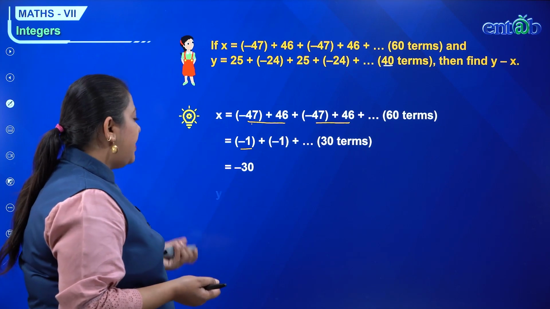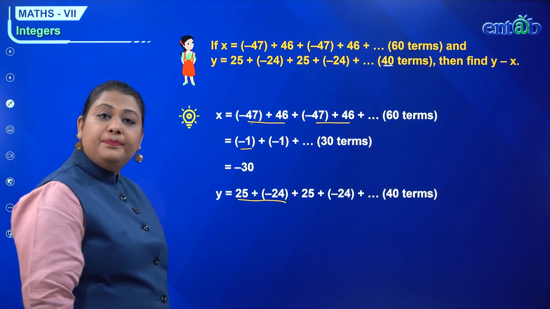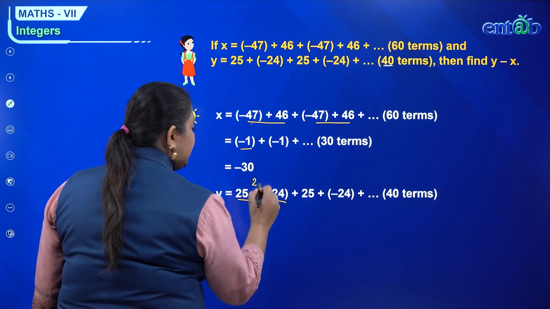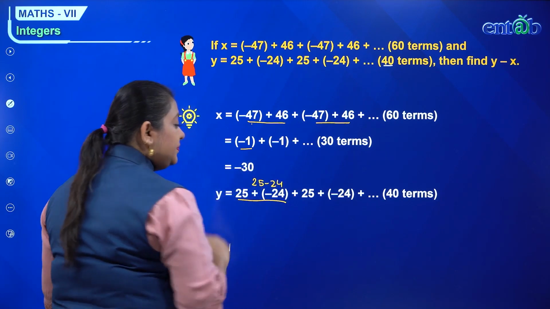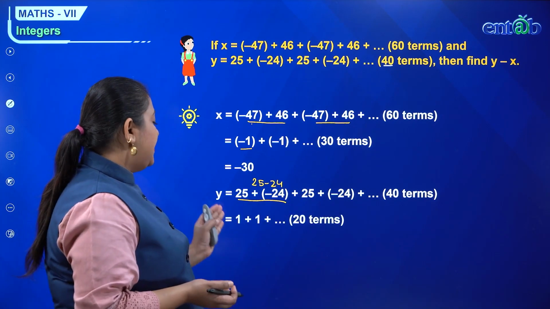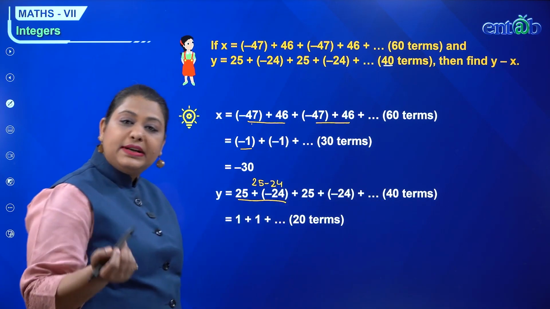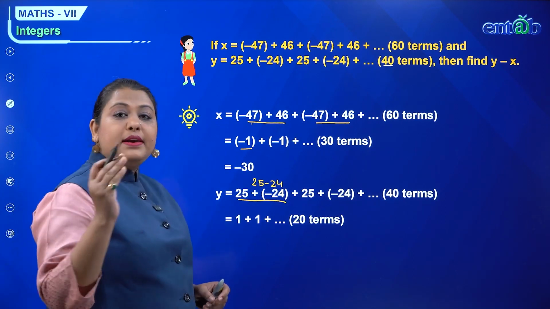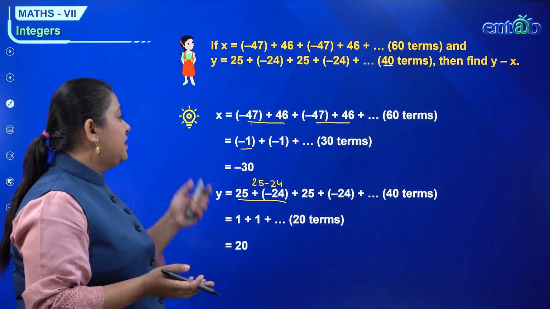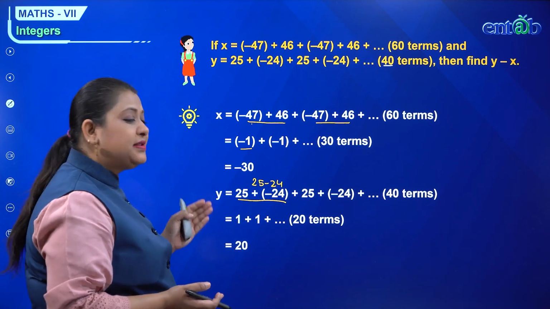Similarly, if we consider y. Now here look at the pair 25 plus minus 24. What is plus minus? That is minus, right? So can I say this is 25 minus 24? What is 25 minus 24? That's 1, right? So I am getting the sum 1 plus 1, and these 40 terms get reduced to 20 terms, right? Now 1 getting added 20 times. What is the answer? That is 20, right? So now I have got the simplified form here, that x is minus 30 and y is 20.